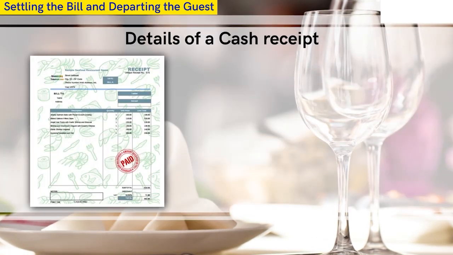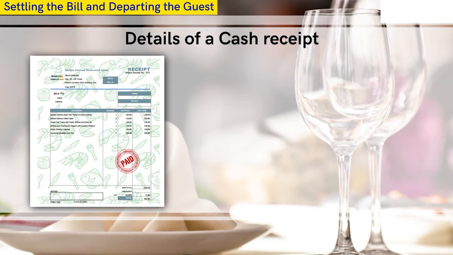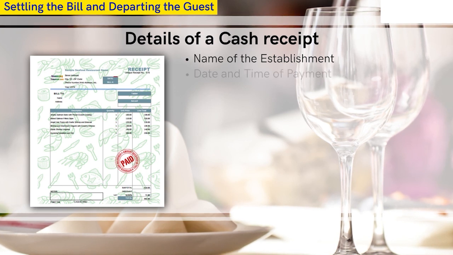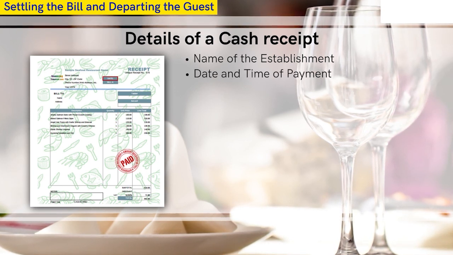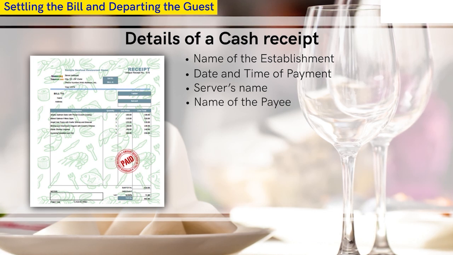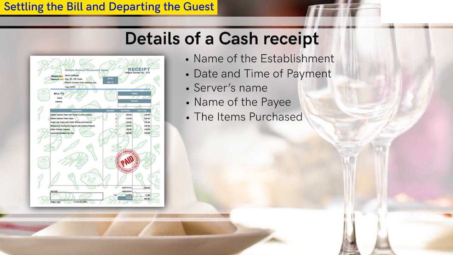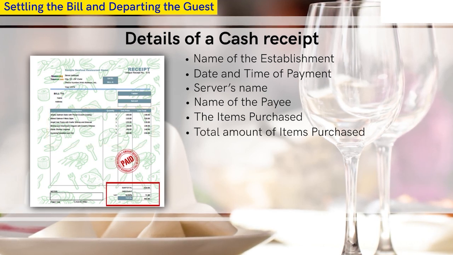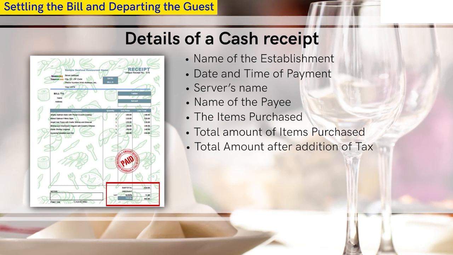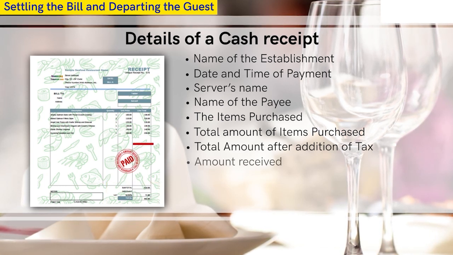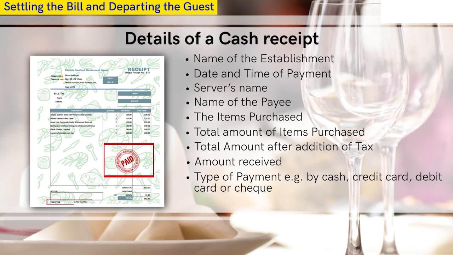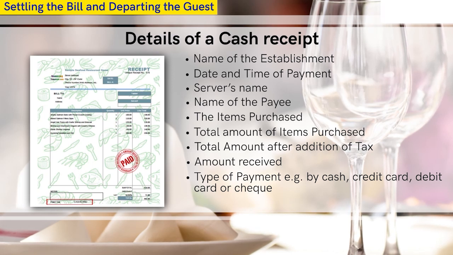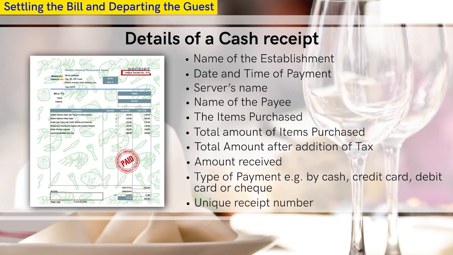Now, there are certain details that a cash receipt must have, such as name of the establishment, date and time of payment, server's name, name of the payee, the items purchased, total amount of items purchased, total amount after addition of tax, amount received, type of payment, for example, by cash, credit card, debit card or check, and unique receipt number.